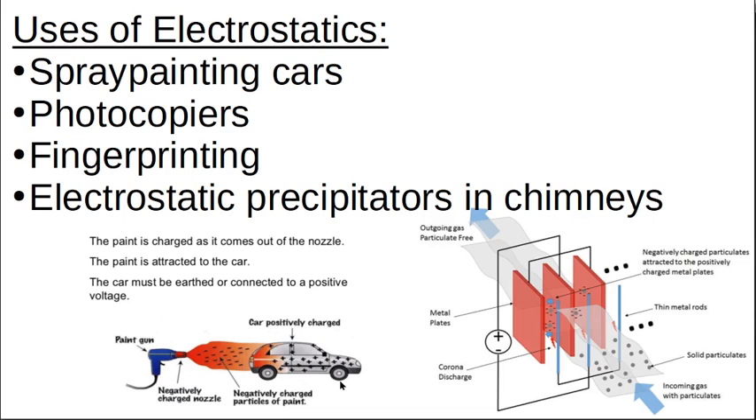And now let's have a look. What do we use electrostatics for? We use it in things like spray painting cars, photocopiers, fingerprinting, and for reducing pollution in electrostatic precipitators in chimneys. So how does it work in spray painting cars?